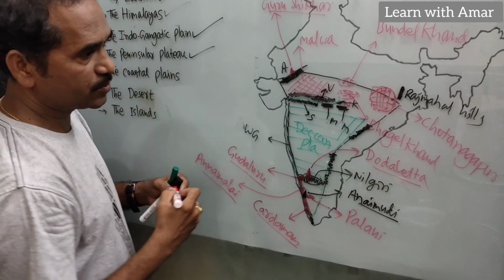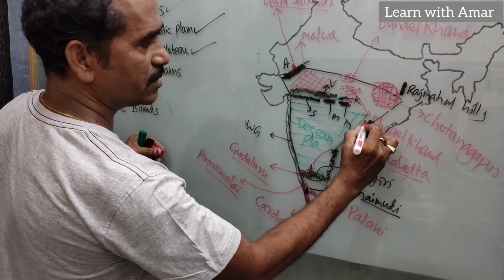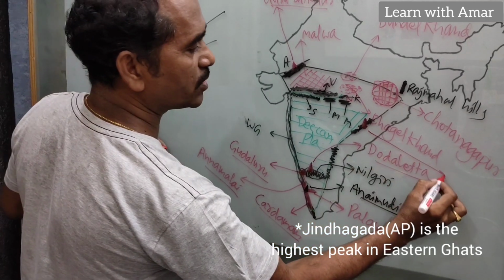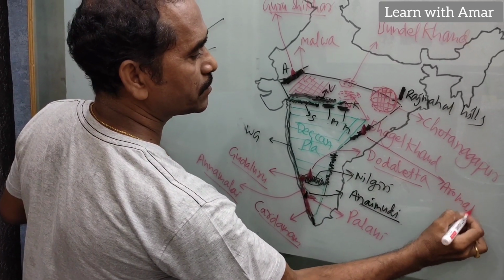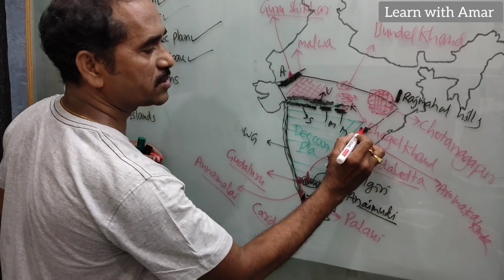Now let's move on to the highest peak in the Eastern Ghats. Here in Andhra Pradesh, it is Aromakonda. You have to practice Aromakonda. And Mahendragiri is also here.